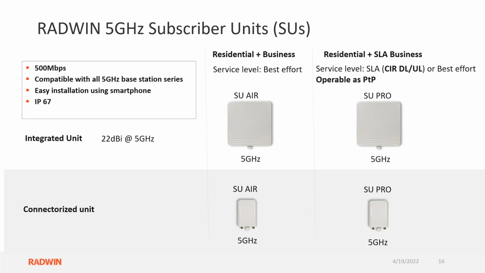So if you have a case where you have a very special location where you need a much higher gain, maybe with a parabolic antenna or something, then you can use the connectorized. These are compatible with all the variable base station systems. So SU Air, that's the best effort version. Again, it will talk to either one of the base stations, but this one does not do CIR. It's best effort only. So as a result, it's also going to be a bit less expensive.